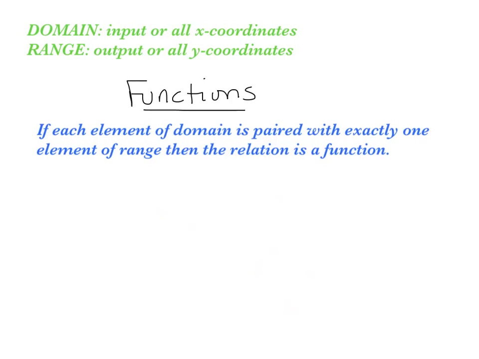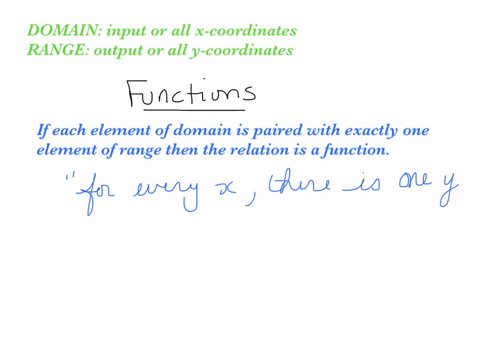Okay, if each element of the domain is paired with exactly one element of the range, then that relation is a function. So that's kind of a mouthful, and this is the way I think about it. I say, for every x, there is one y. And I mean exactly one y.